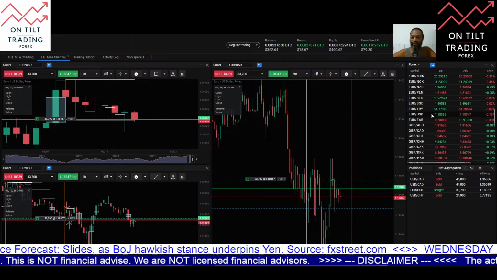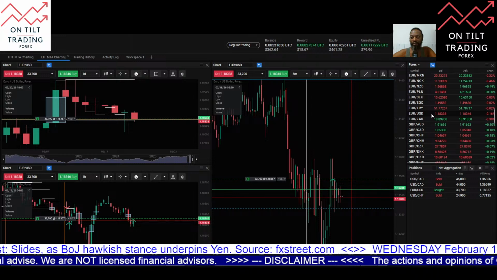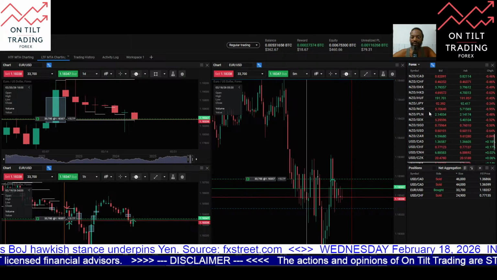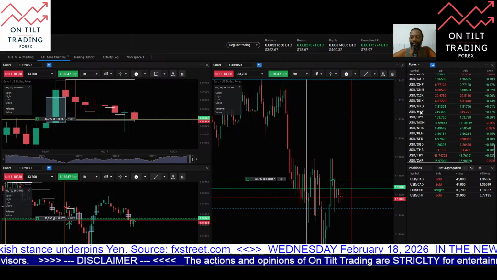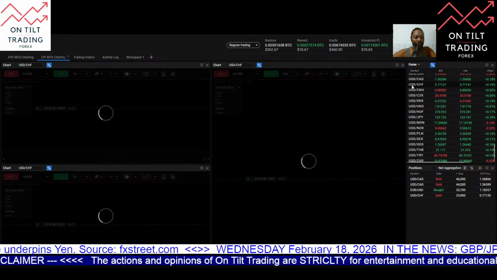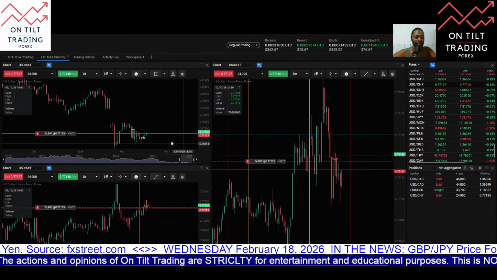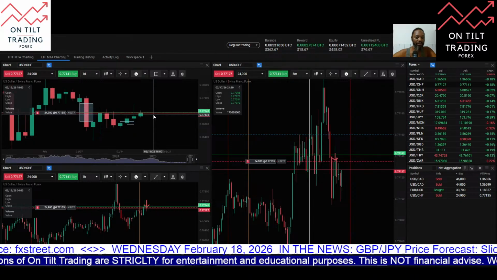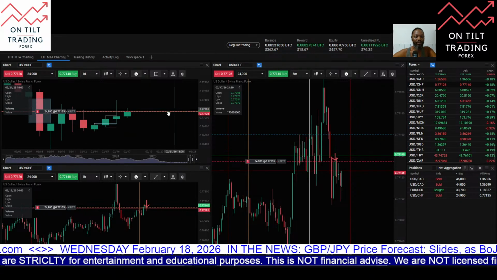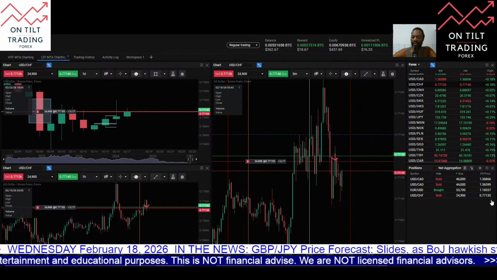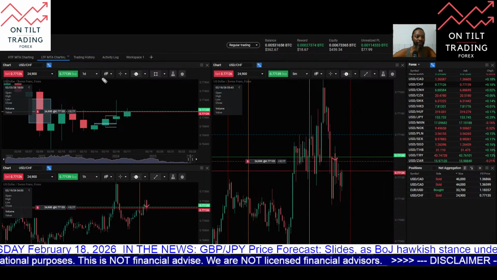Now I'll head over to dollar Swiss. So dollar Swiss set up in a short position yesterday, but I didn't take it because price action delivered outside of the kill zone, so I wasn't able to take the position.